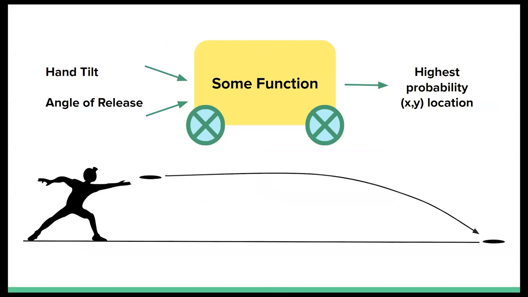So the first thing that we have to do is come up with an objective. And basically what we wanted to do is take hand tilt and angle of release of some Frisbee throw, and use some function, some method, not necessarily the traditional polynomial you know of, but some method by which we can figure out the highest probability region, X and Y, for a Frisbee to land in.